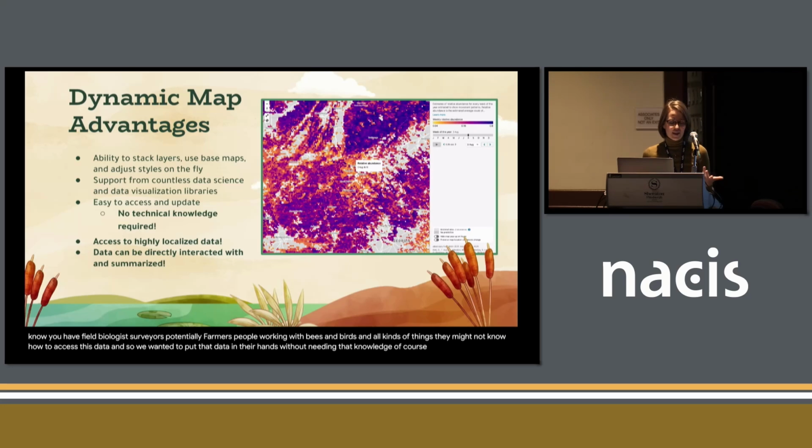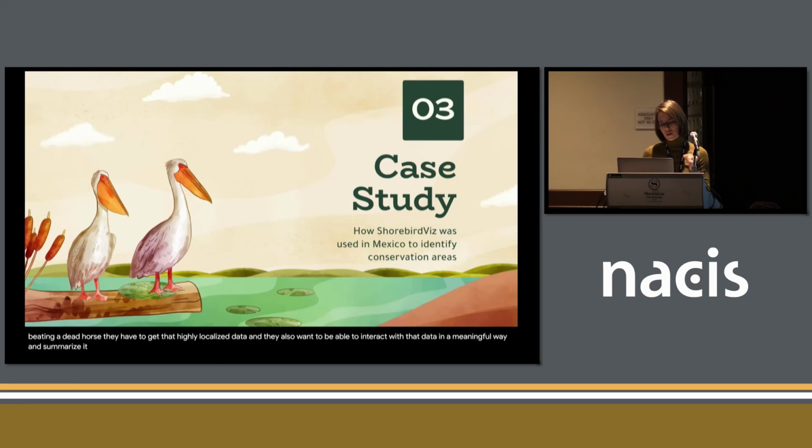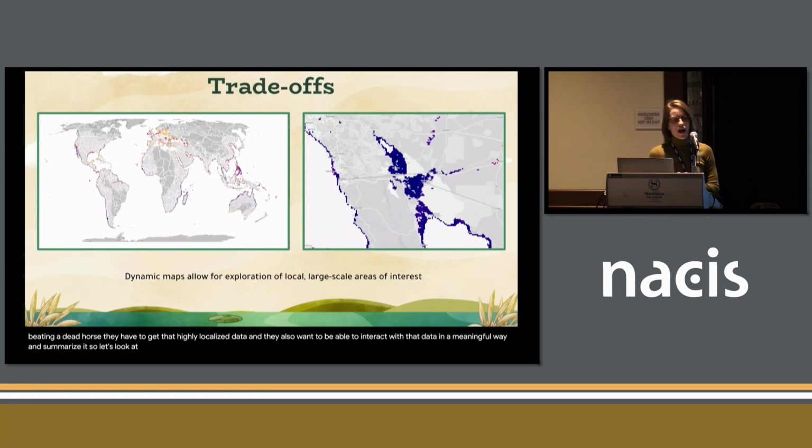Of course, as I have been saying, beating a dead horse, they have to get that highly localized data. And they also want to be able to interact with that data in a meaningful way and summarize it. So let's look at this in practice. Today we're going to be looking at the Colorado River Delta, which is in northwest Mexico.